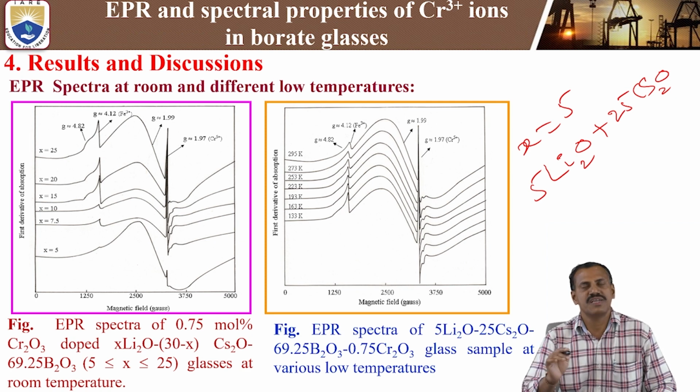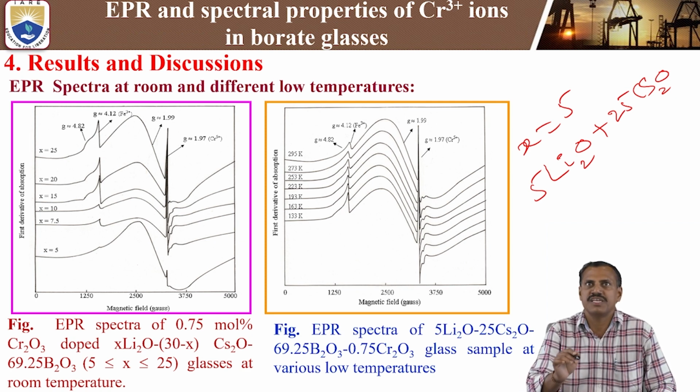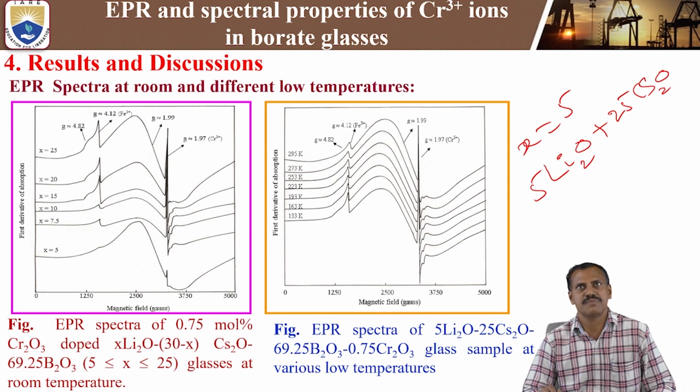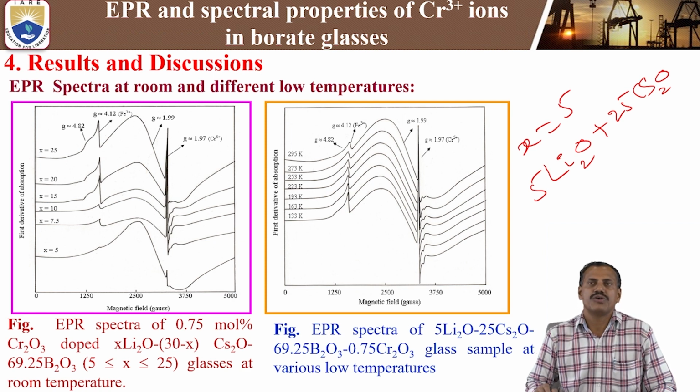At the same time, additionally, we are getting two more peaks. One is mainly due to the iron impurity, iron 3+, at the resonance signal g = 4.12. One more peak is g = 1.97. That is mainly due to the chromium 5+.